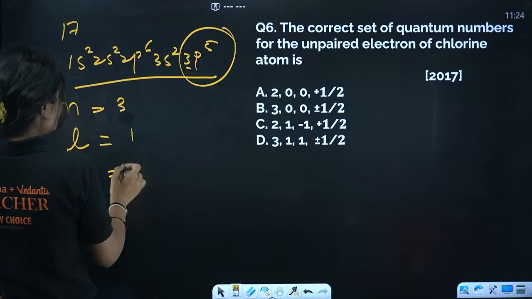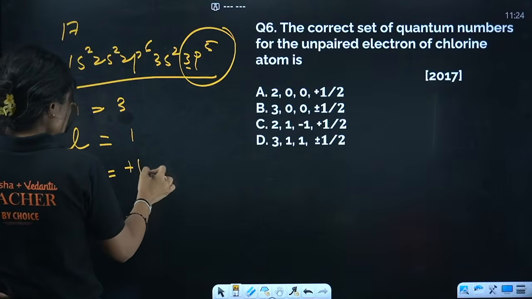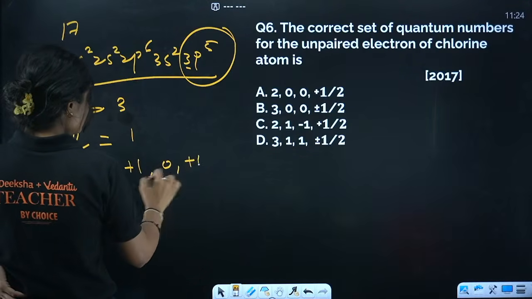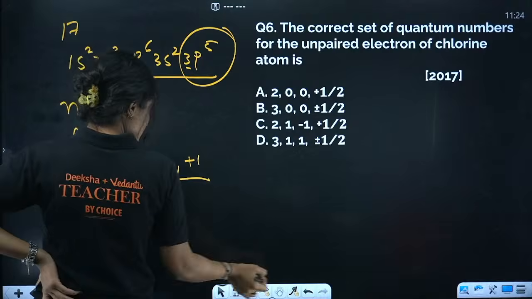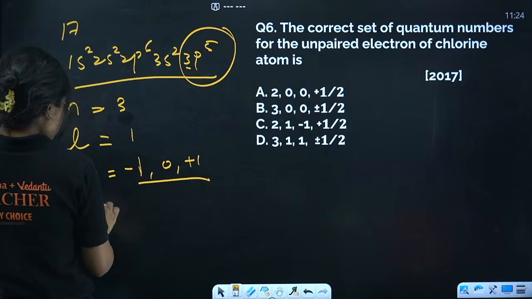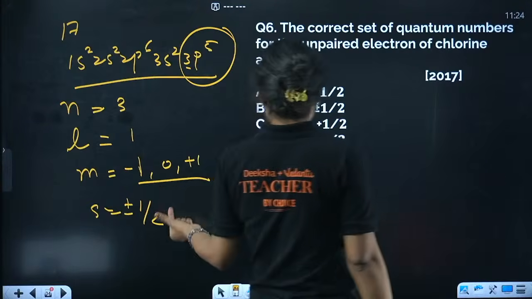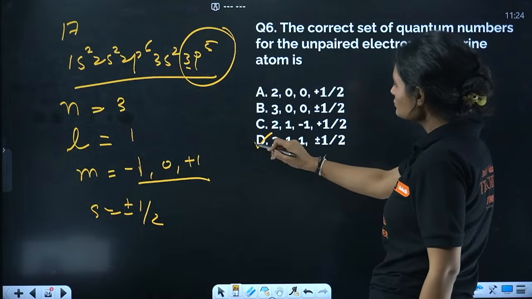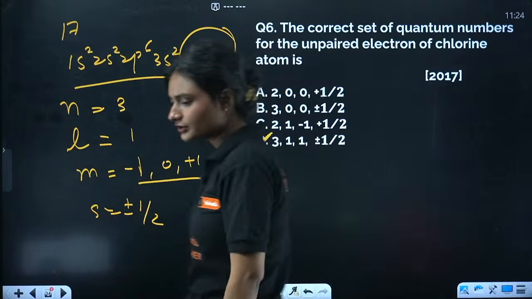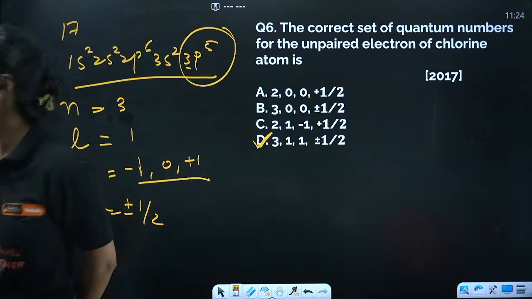m will have a value from -1 to +1, including 0, right? Any of these values will work, okay, say -1. And s will have a value of ±1/2. So we have 3, 1, 1, ±1/2. Option D. Option D is the correct set of quantum numbers for this 3p.